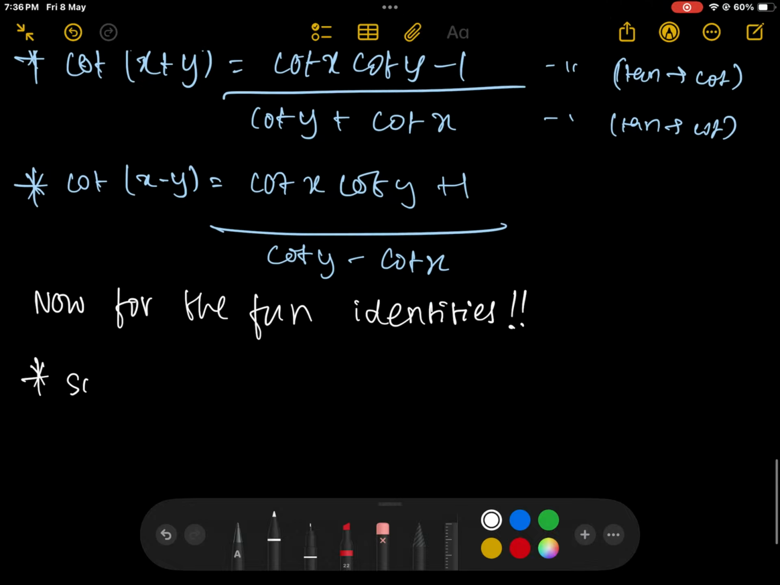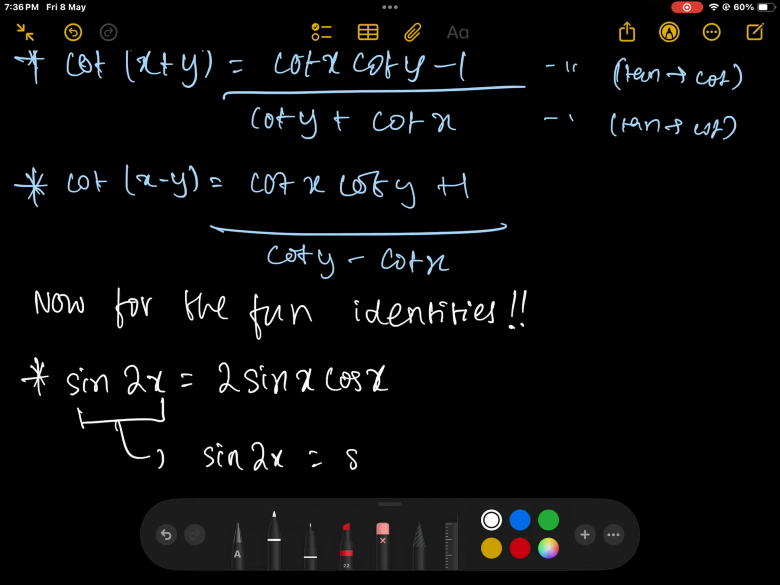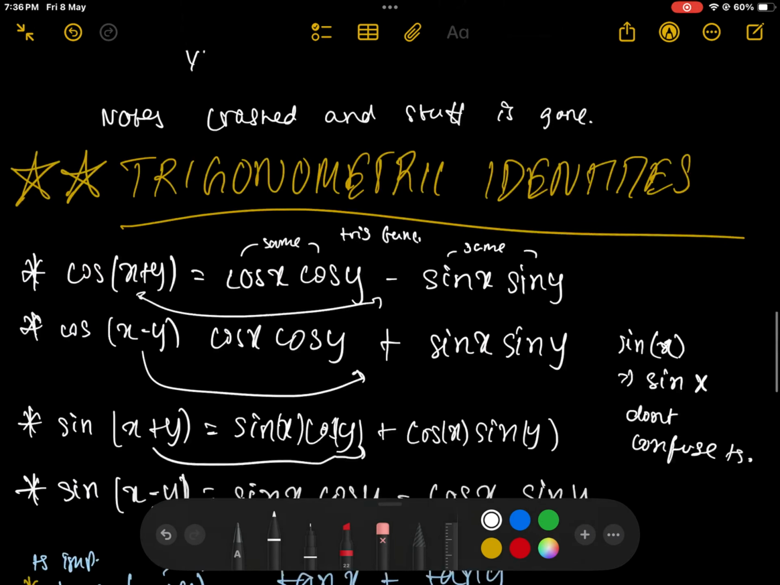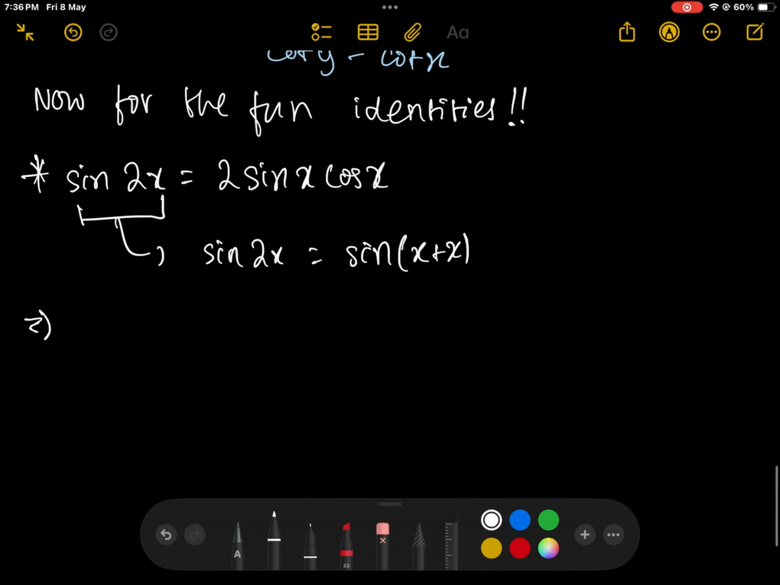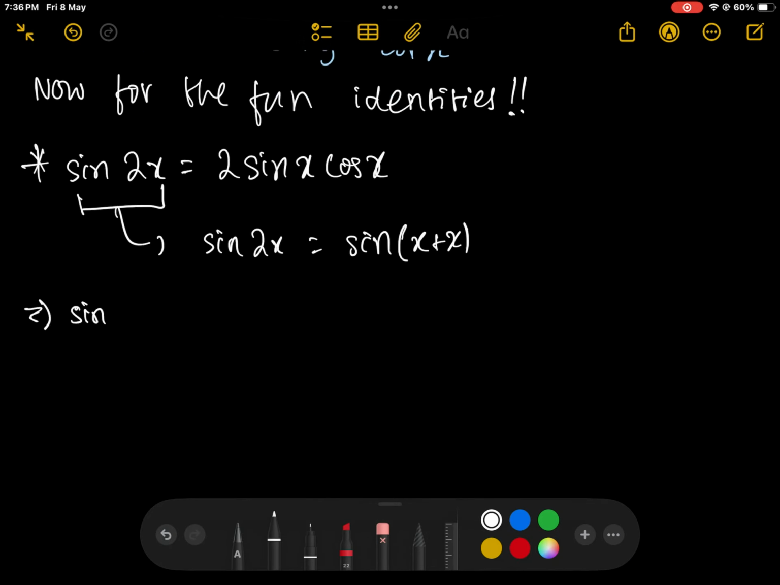Let's run it. Sine 2x equals 2 sine x cos x. You can easily derive this one, but I just like writing it down for efficiency. For sin of x plus x, you use the first one, sin of x plus y, so it's sin x cos x plus sin x cos x.